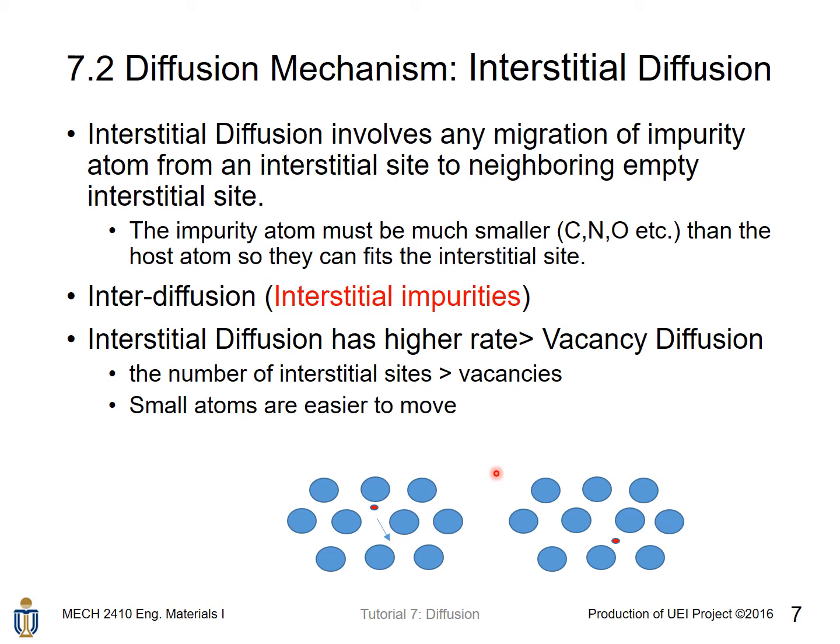And if you still remember, in the earlier tutorials, we talked about crystallographic defects. Basically, interstitial impurities are those red atoms, those impurity atoms. And interstitial diffusion has a higher rate than vacancy diffusion, as obviously the number of interstitial sites is much greater than the number of vacancies. Also, smaller atoms need less energy to move. That means they are easier to move.